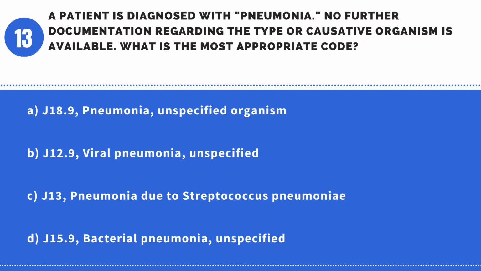Question 13. A patient is diagnosed with pneumonia. No further documentation regarding the type or causative organism is available. What is the most appropriate code? A. J18.9 Pneumonia, unspecified organism. B. J12.9 Viral pneumonia, unspecified. C. J13 Pneumonia due to Streptococcus pneumoniae. D. J15.9 Bacterial pneumonia, unspecified. Answer A.